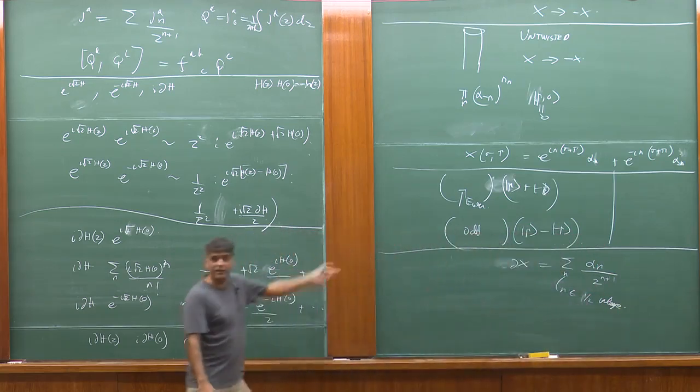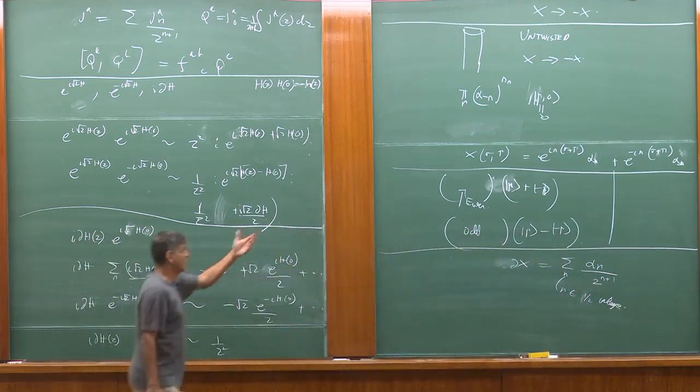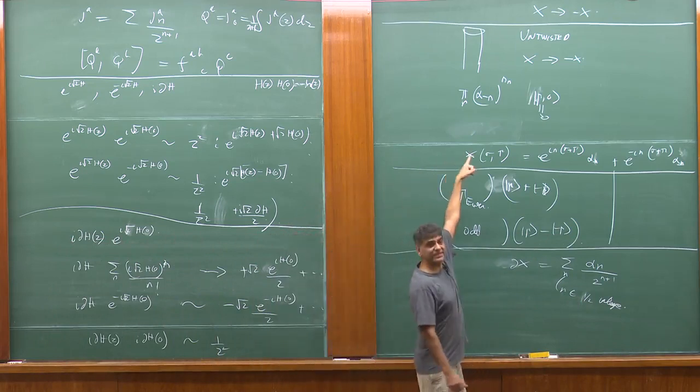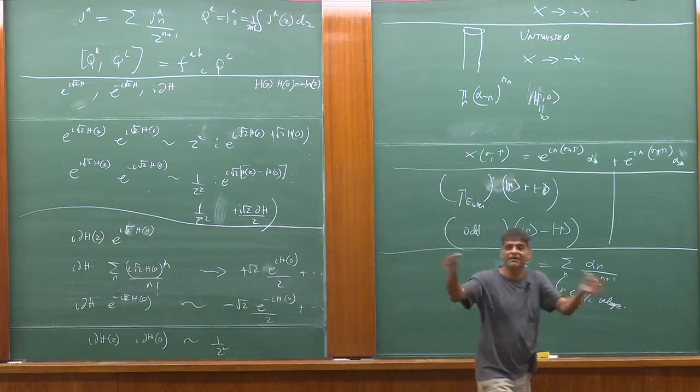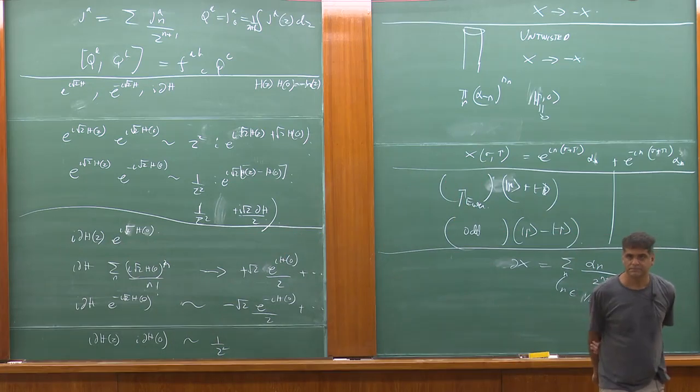This is an operator language on the plane. Of course, on the cylinder, it's just that these alpha n's, all those n modes, are half integer. Is this clear? Okay. In particular, there is no n equals 0 there. So there are no 0 modes.